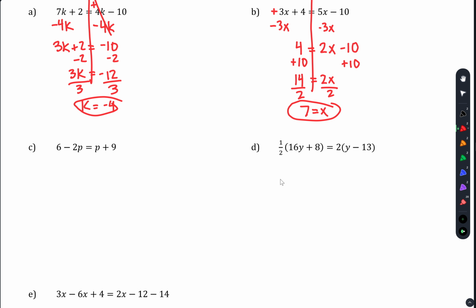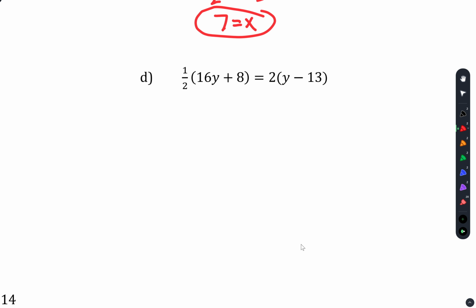I'm going to skip letter C. Are we okay with that if I skip one? Let's look at D. What is my first step here in letter D? I heard somebody whisper it. Read. The parentheses. We have to distribute first.